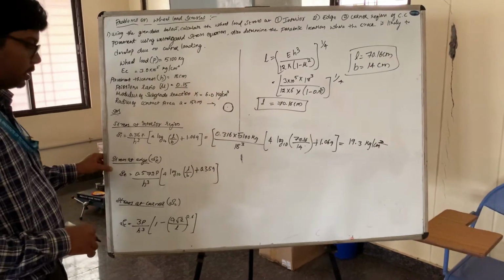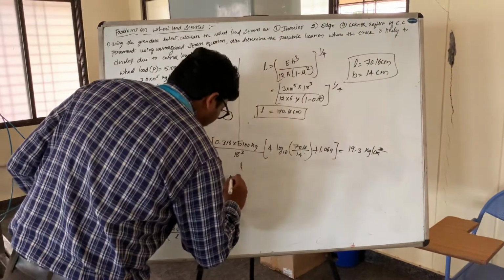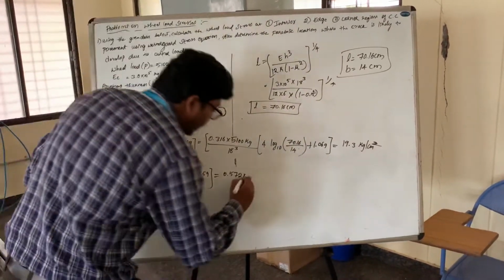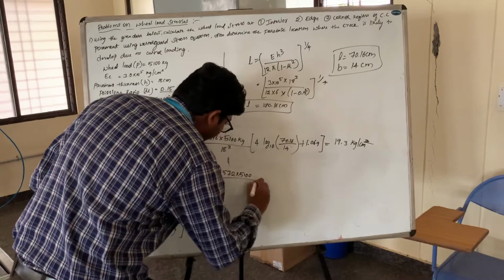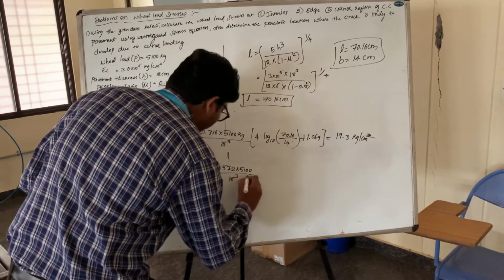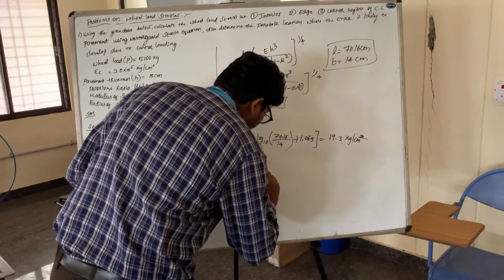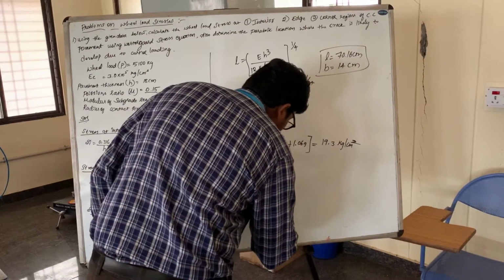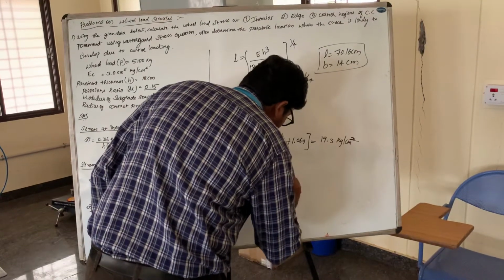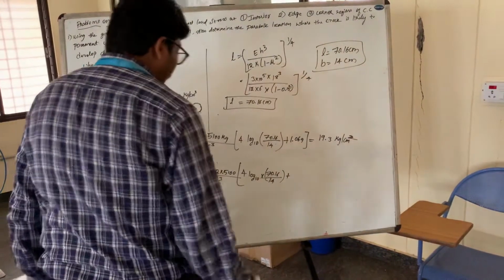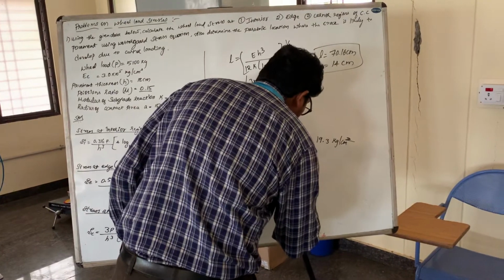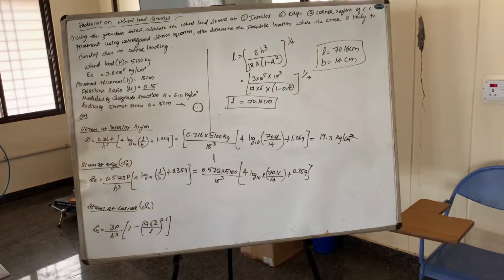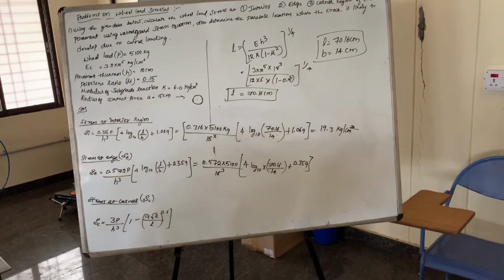Now at the edge condition, 0.572 times the P value, 5100, divided by H, which is 18 cube. So now 4 into log base 10 of L by B, which is 70.16 divided by 14, plus 0.359. Now calculate the value of stress at the edge condition.